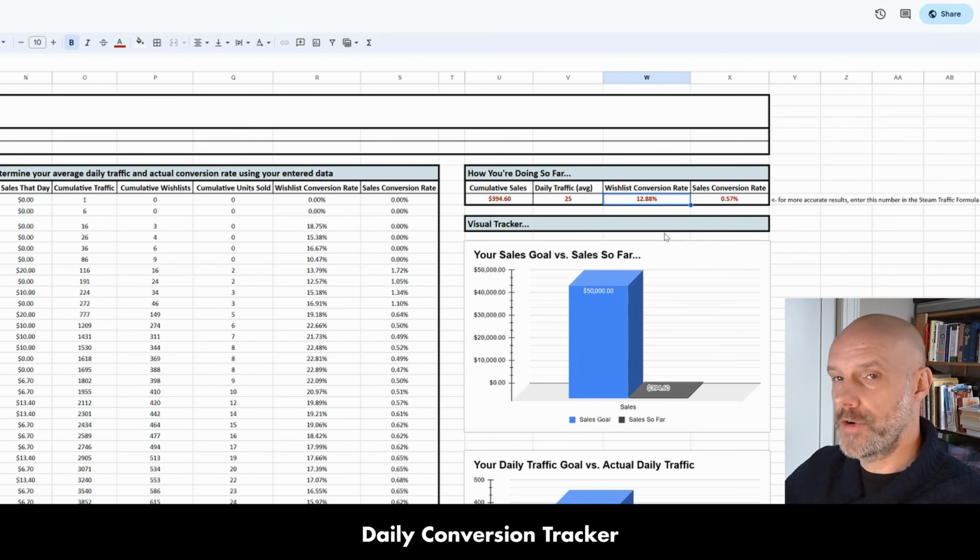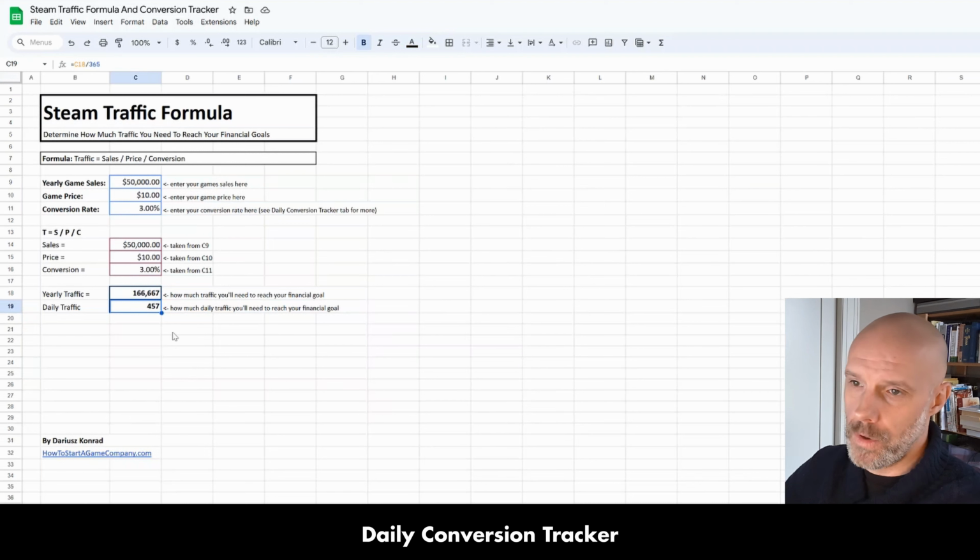My wish list conversion rate is 12.88. So wish list would probably convert higher than 3%, but expect under 10%. This is just an example, right? And my sales conversion rate is 0.57%. So again, remember my goals were 3% conversion, and I want 457 people to visit my Steam page, because if I get that, then I'm going to reach my goal of 50 grand a year, right?